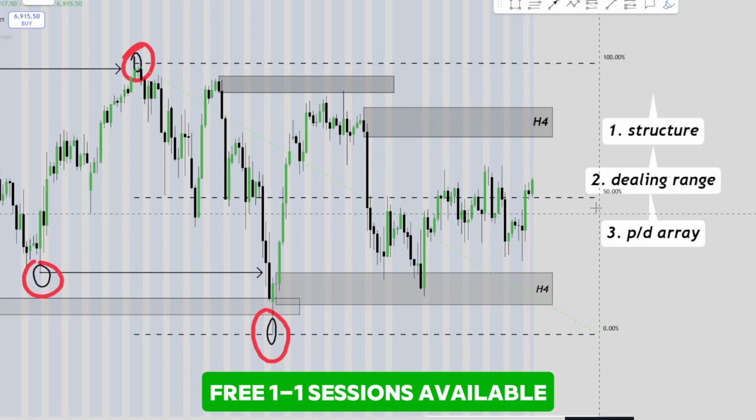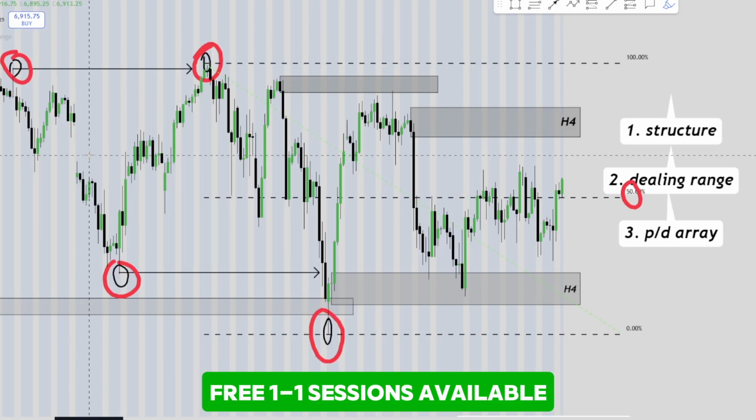For those who don't understand, this is super simple. This is the 50%. Anything above is a premium. Anything below is a discount. And so for step 4 on the S&P 500 or ES futures, we're looking for fair value gaps.